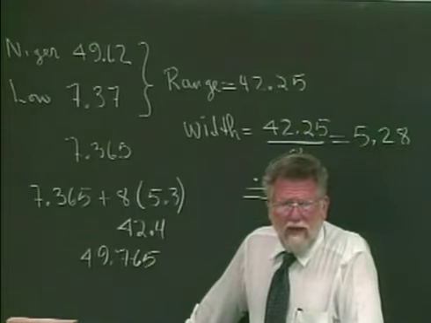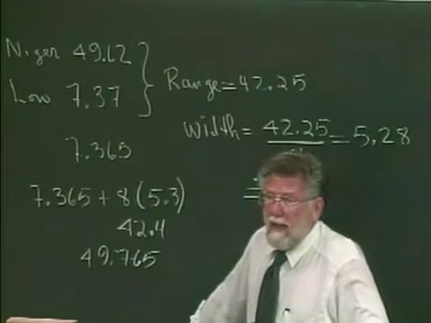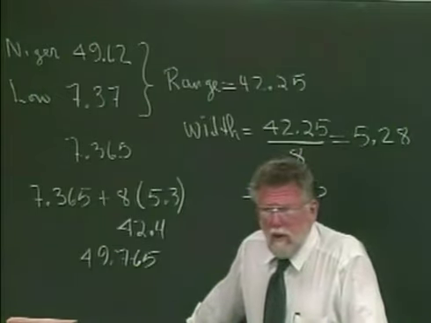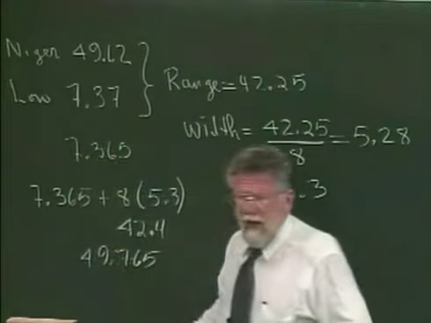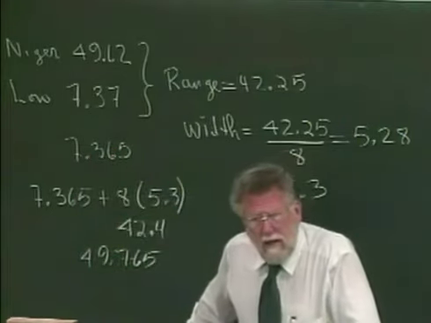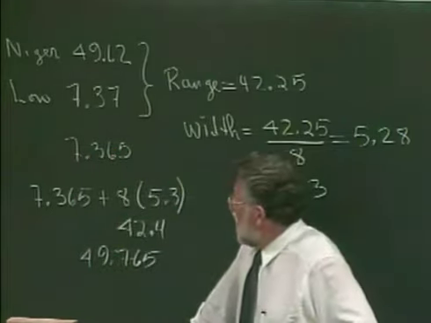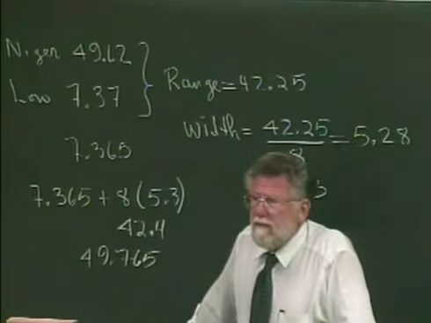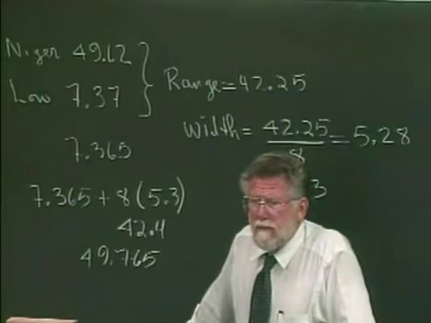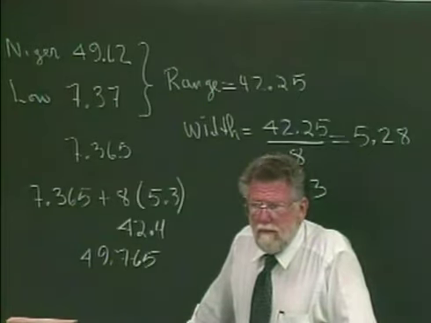So what I'm going to tell StatGraphics to do is to create a histogram going from 7365 to 49765 with 8 intervals with a width of 5.3. When I do that, I'll get what I want, and things will match up.